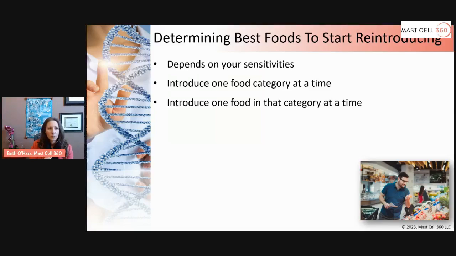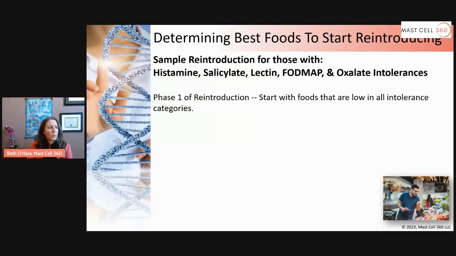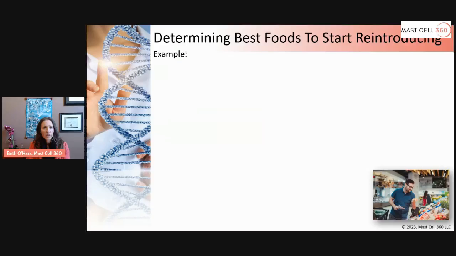And then just start with one food in that category at a time. For example, if you've got histamine salicylate intolerance, you might start with reintroducing just some higher histamine foods, but keep them low salicylate. And this is where you can use our cross-referenced foods list. Let's look at the example that would cover as many people as possible here. If somebody had, like me, histamine, salicylate, lectin, FODMAP, and oxalate issues, you would start with foods that were low in all of those categories.